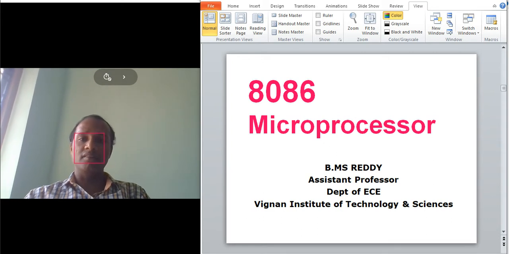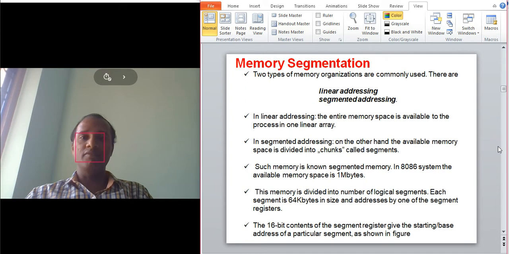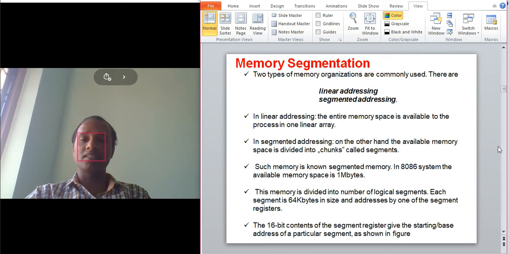So in this video lecture, we'll discuss the 8086 microprocessor memory segmentation. This is a slide for the memory segmentation of 8086. Before going to the memory segmentation of 8086, what is memory segmentation and what are the types of segmentation? We'll go through that in this slide.